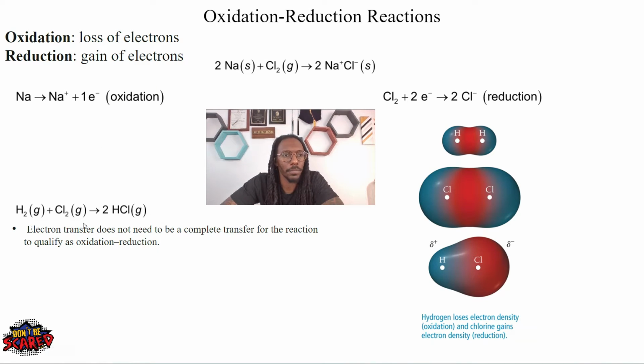Another example: we have hydrogen and chlorine forming our acid over here. Electron transfer does not need to be a complete transfer for a reaction to qualify as an oxidation reduction reaction. You have a little bit of electron transferring occurring, but a full electron does not have to be transferred.